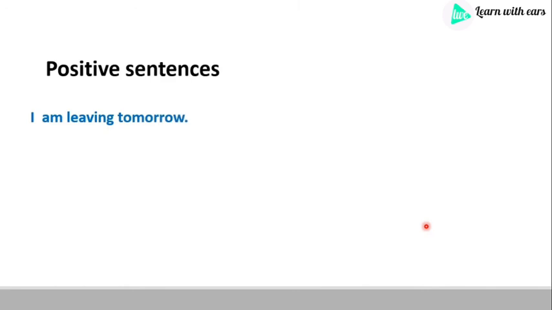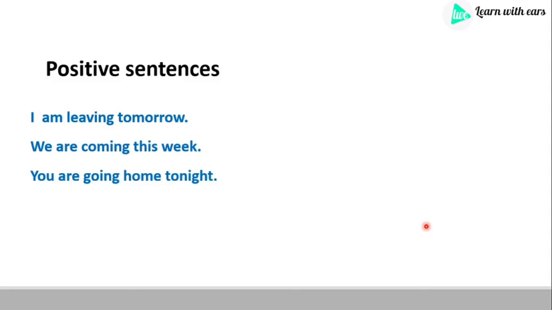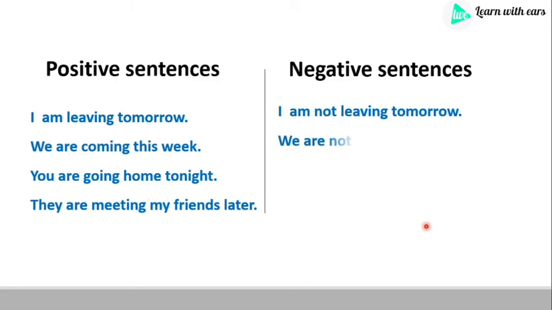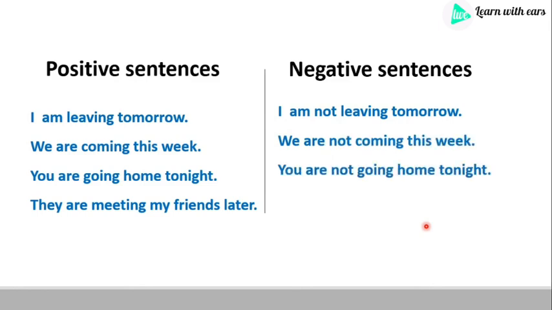I am leaving tomorrow. We are coming this week. You're going home tonight. They're meeting my friends later. Now let's see some negative sentences. I'm not leaving tomorrow. We are not coming this week. You're not going home tonight. They're not meeting my friends later.